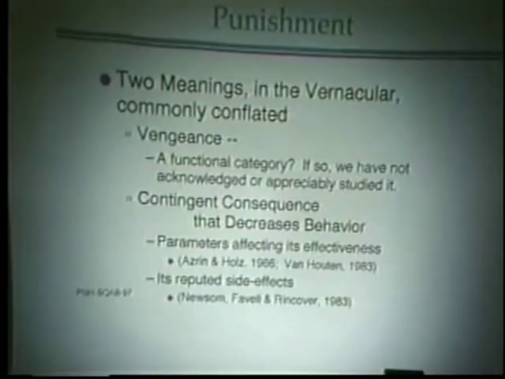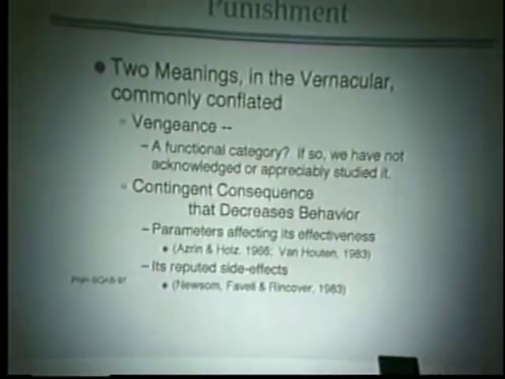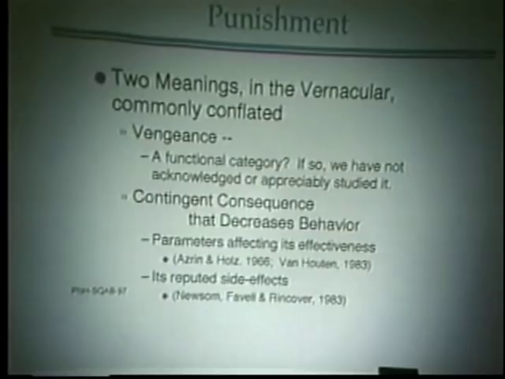The parameters that affect its effectiveness were outlined very nicely by Azrin and Holtz in 1966, a book that contains a chapter by Murray Sidman, incidentally, on avoidance, which preceded the one I wrote later. But they essentially not only acknowledged that punishment can be very complicated in its effects, they showed you how to analyze that complexity. What are the operative variables? What are the determinants of whether punishment will be effective?